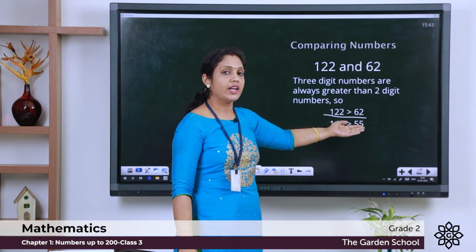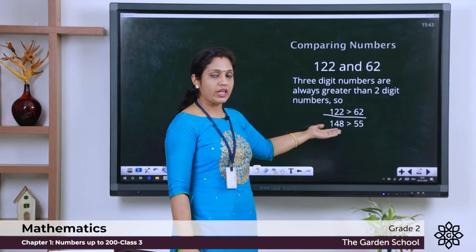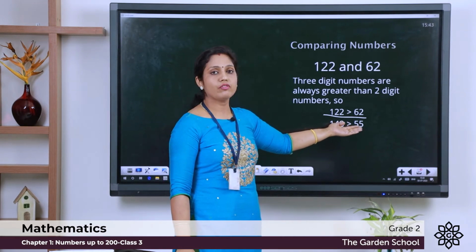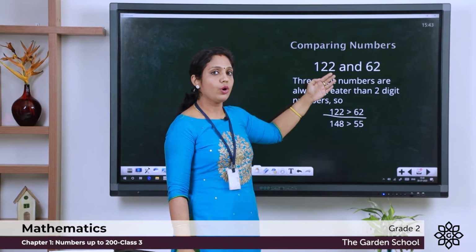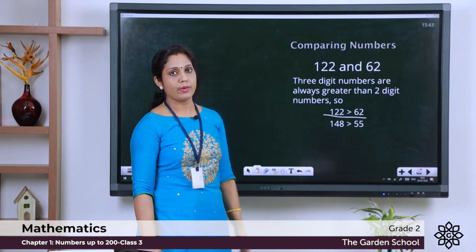148 is greater than 55. 148 is a 3-digit number and 55 is a 2-digit number. So, hope you understood how to use the symbols.